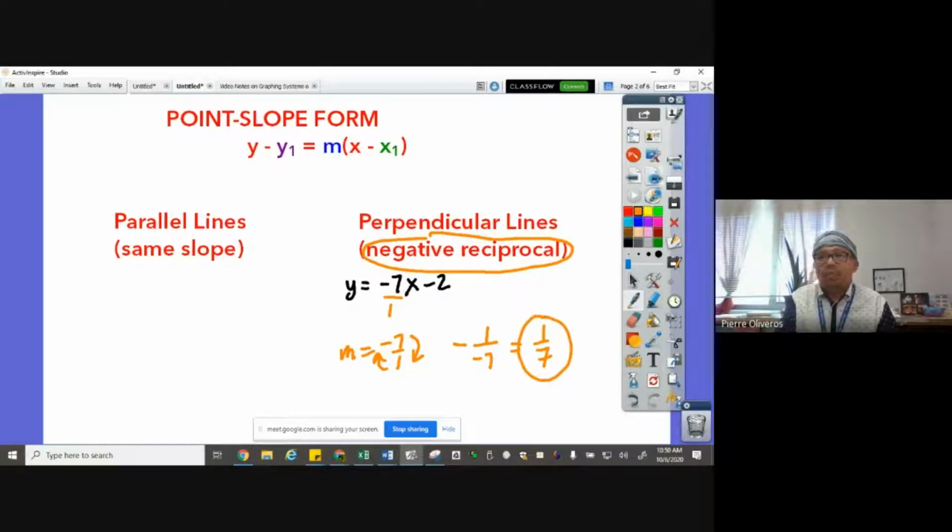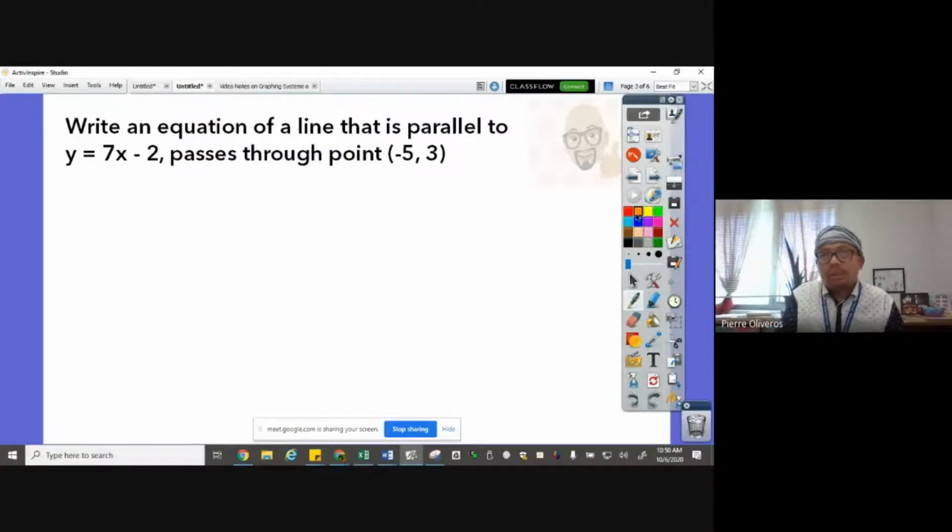Okay, so let's apply that in writing an equation. Write an equation of a line that is parallel to y equals 7x minus 2 that passes through the point (-5, 3). Remember, it's parallel. If it's parallel, they need to have the same slope. What is the slope of this equation here? The slope here is m is equal to 7. So we're going to use 7 because it's parallel. Parallel, they need to have the same slope. And the point given here is (-5, 3). We know that this is x sub 1. We know this is y sub 1.